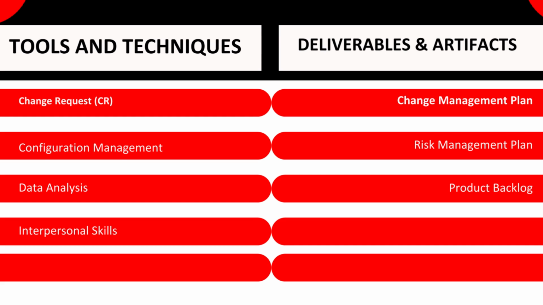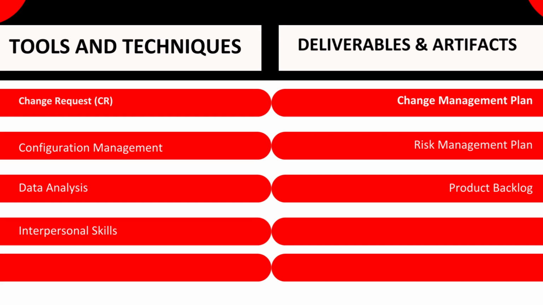Interpersonal skills. Interpersonal skills are the skills that people use to communicate and interact with others. Interpersonal skills are important for change management because they help to ensure that stakeholders are consulted and informed about changes. Examples of interpersonal skills: communication skills, listening skills, negotiation skills, problem-solving skills, relationship building skills.